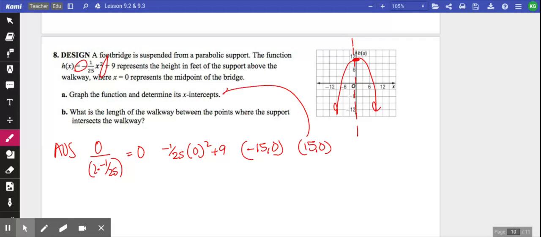For part B. And part C says, what is the length of the walkway between the points where the support intersects the hallway? The walkway. So I've got to figure out what is the length from here to here. And the intercept was actually found when we looked at it. And so it's 15 feet.